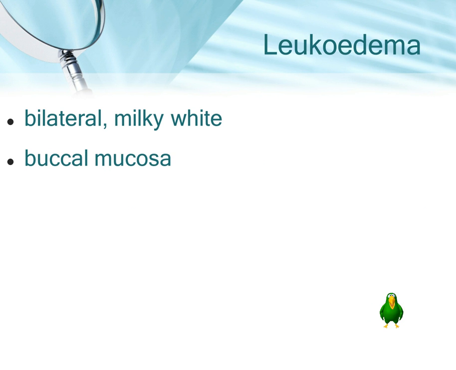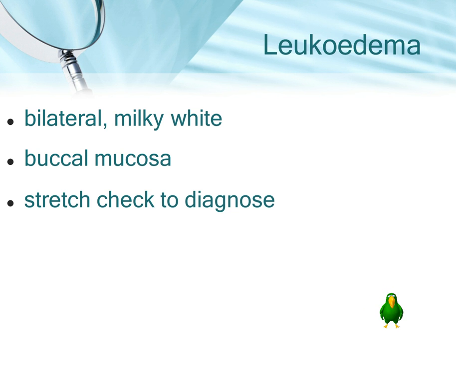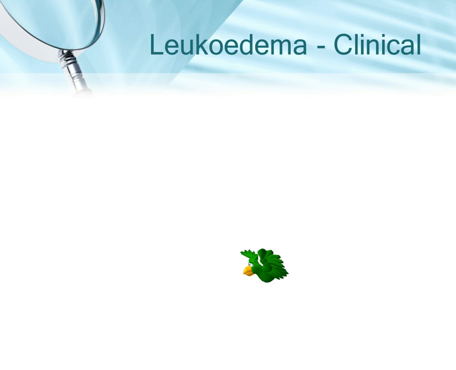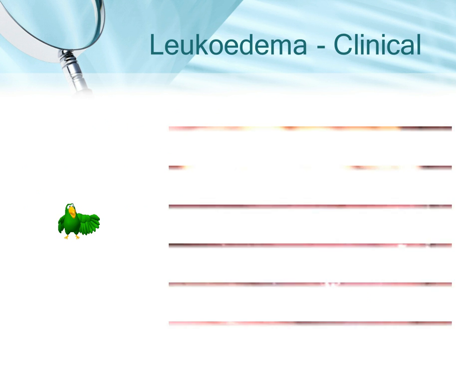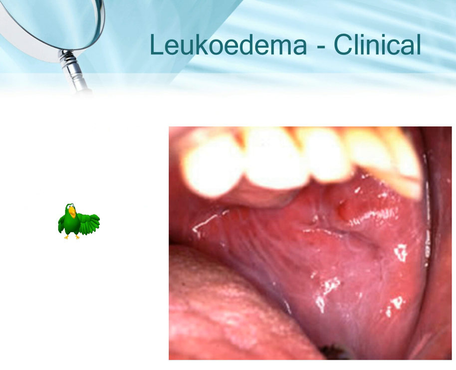This is an easy lesion to diagnose. If you stretch the patient's cheek, the lesion disappears. Let the cheek go back to normal, and the lesion reappears. So, let's take a look at a clinical image of leukoedema. Leukoedema is found on the cheek of many African Americans. Leukoedema is bilateral and will disappear when you stretch the patient's cheek.